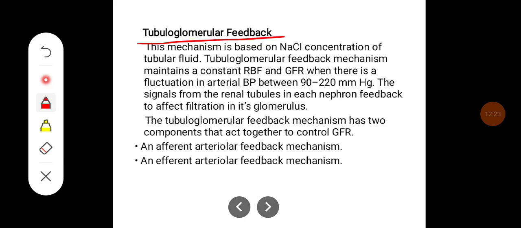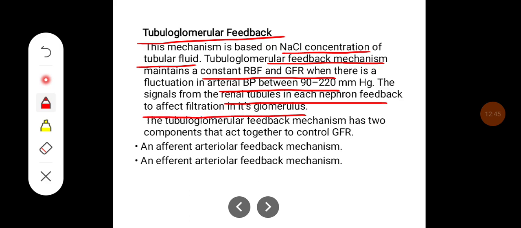Tubuloglomerular feedback. This mechanism is based on the sodium chloride concentration of tubular fluid. The tubuloglomerular feedback mechanism maintains a constant renal blood flow and GFR when there is a fluctuation in the arterial blood pressure between 90 to 210 millimeters of mercury. The signals from renal tubules in each nephron feed back to affect filtration in its glomerulus.